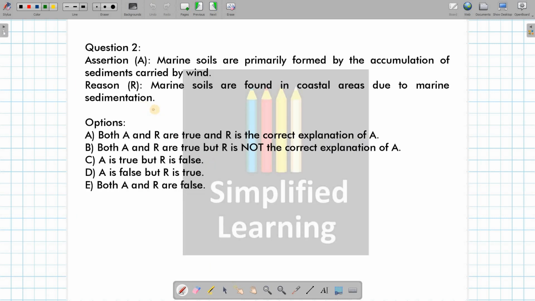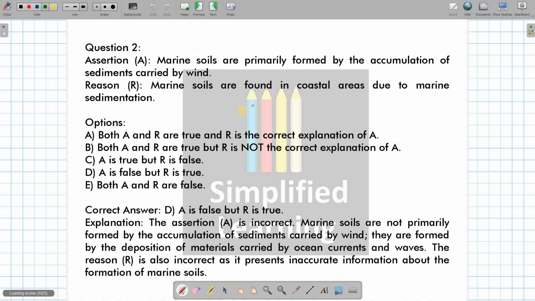Now let's go to question number 2. Marine soils are primarily formed by the accumulation of sediments carried by wind. See, the two things are not going with each other, that is marine soil and wind. Okay, let's go to reason. Marine soils are found in coastal area due to marine sedimentation. Okay, this looks like it is true. Now let's go to answer, that is D. A is false, R is true.